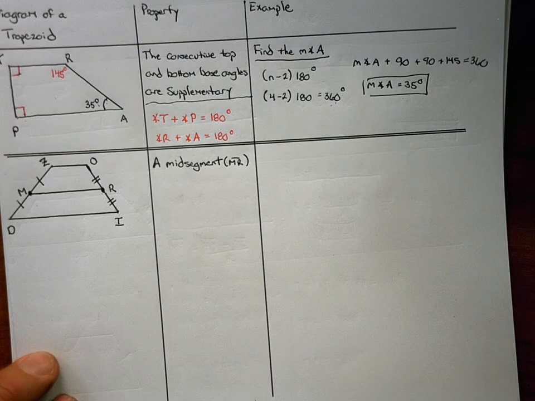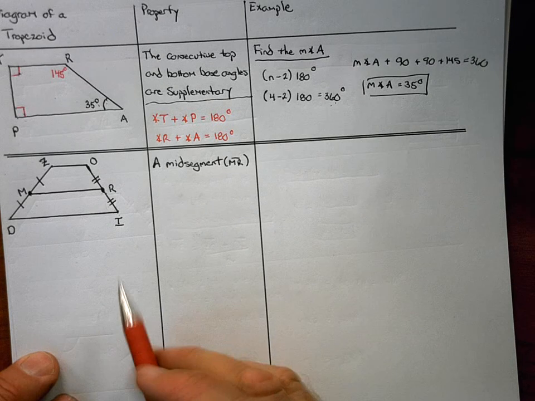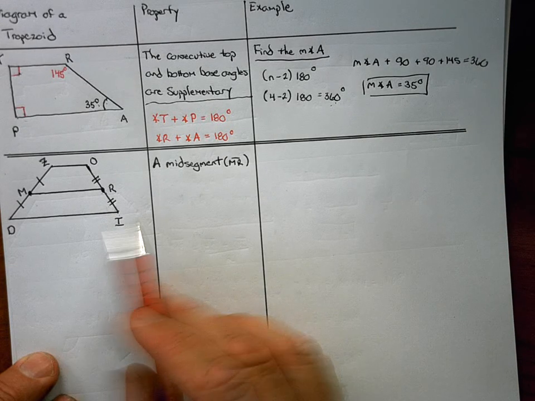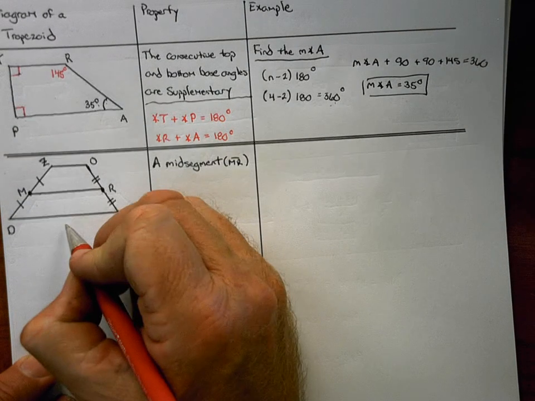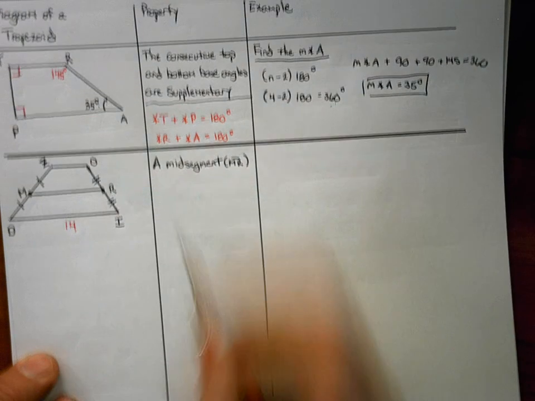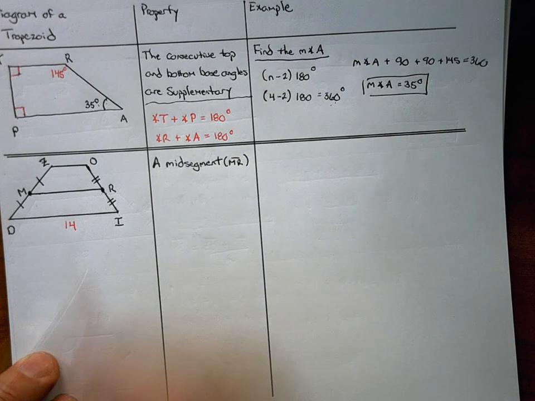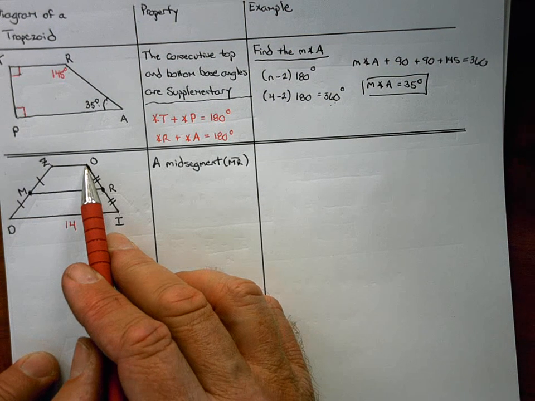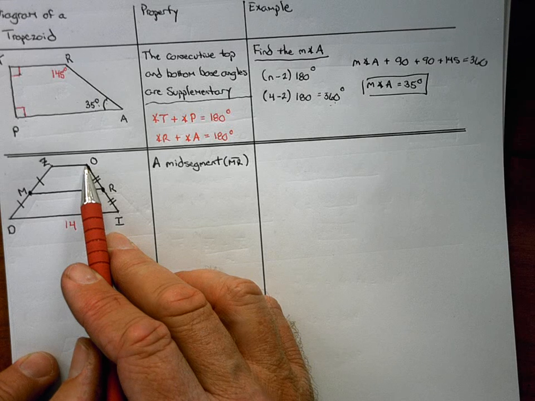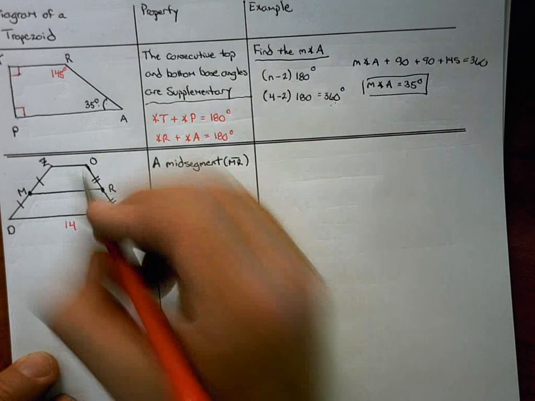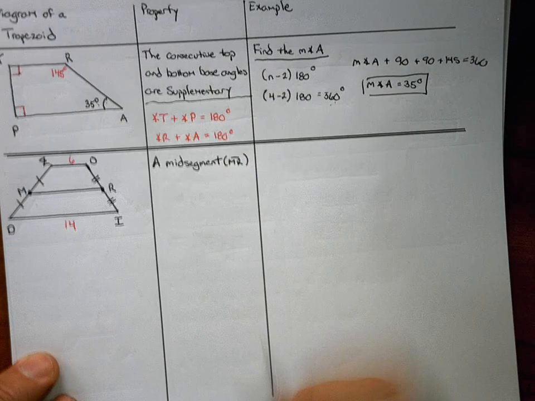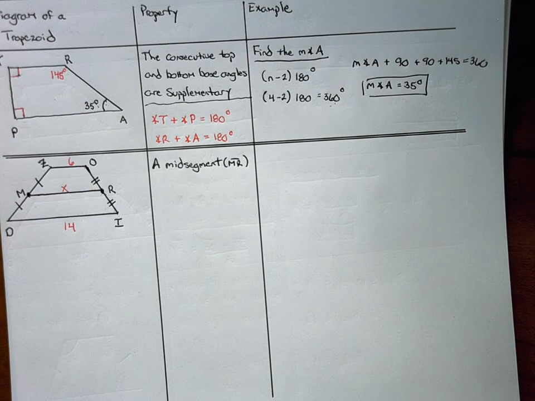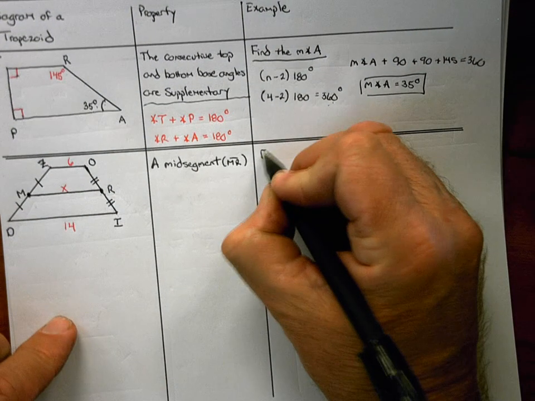Somebody give me a number. I need a value that D to I is going to be. How long do you want D to I to be? 14. Okay? So mark D to I is 14. And then I need a value for the other base, Z to O. Give me an even one. 6. I like that. Let's go 6. And then mark the mid-segment as x. And we are going to find the value of x.